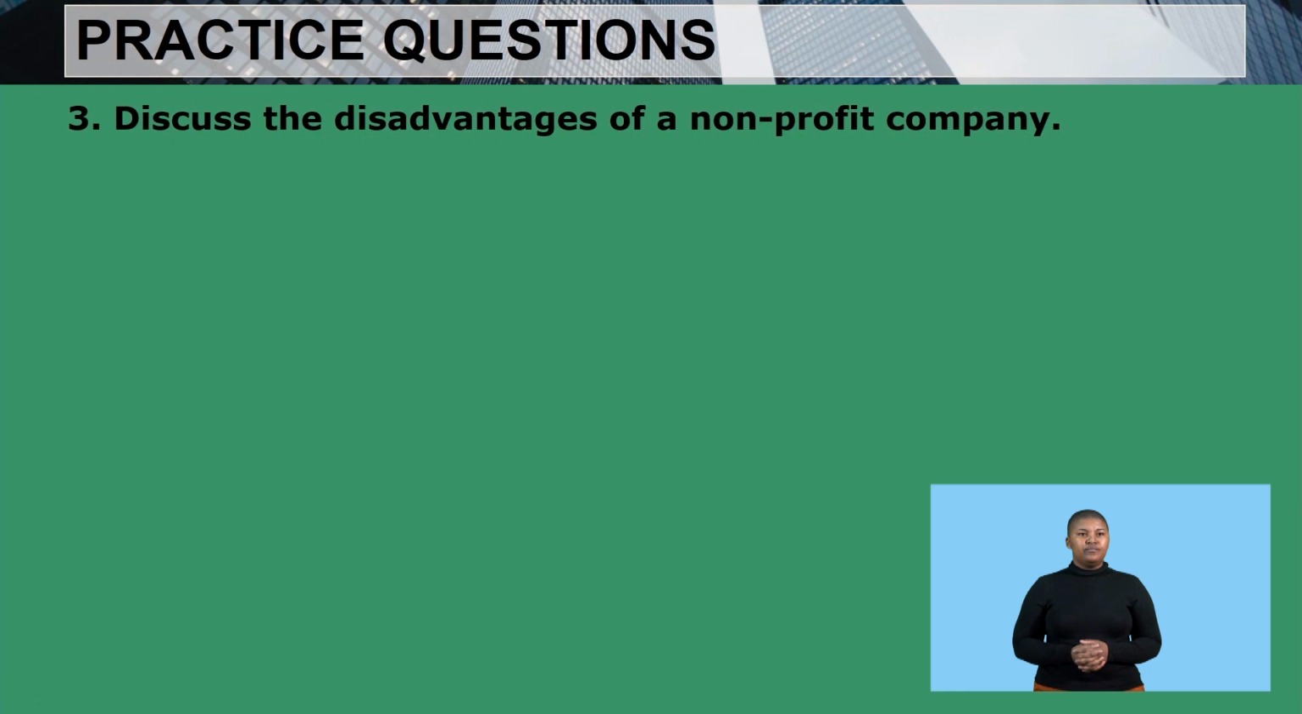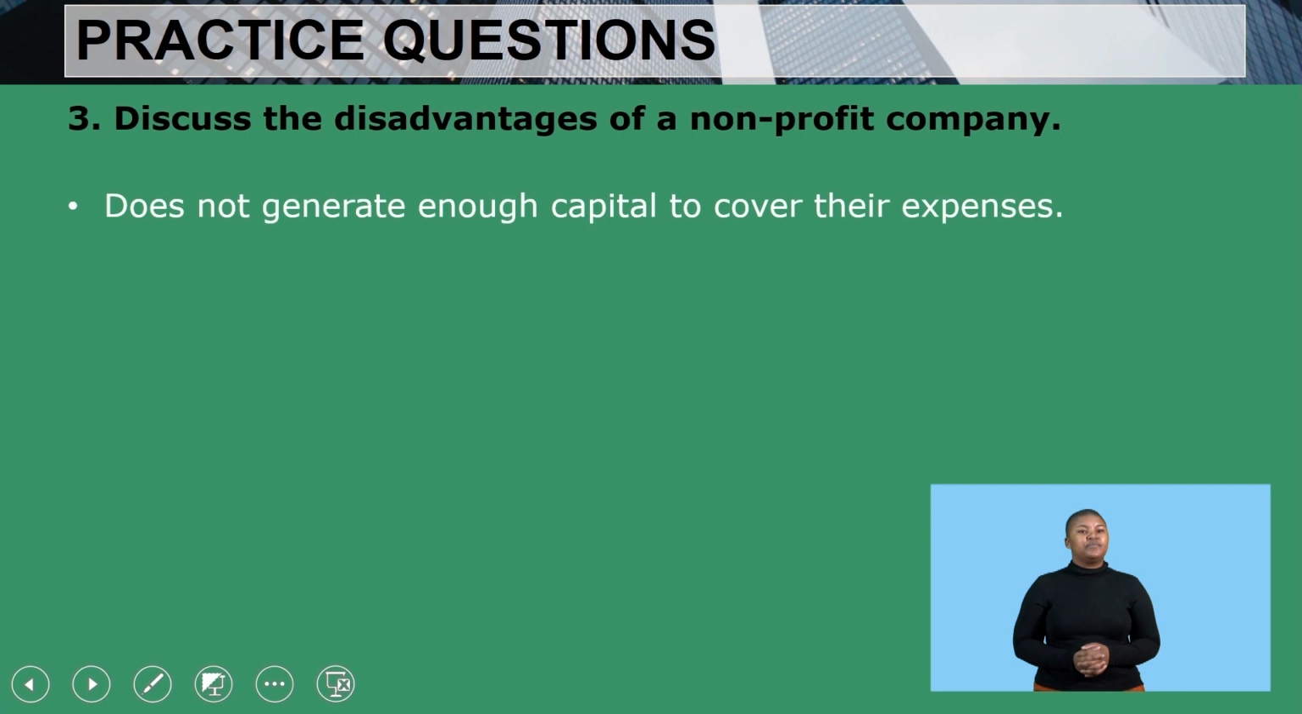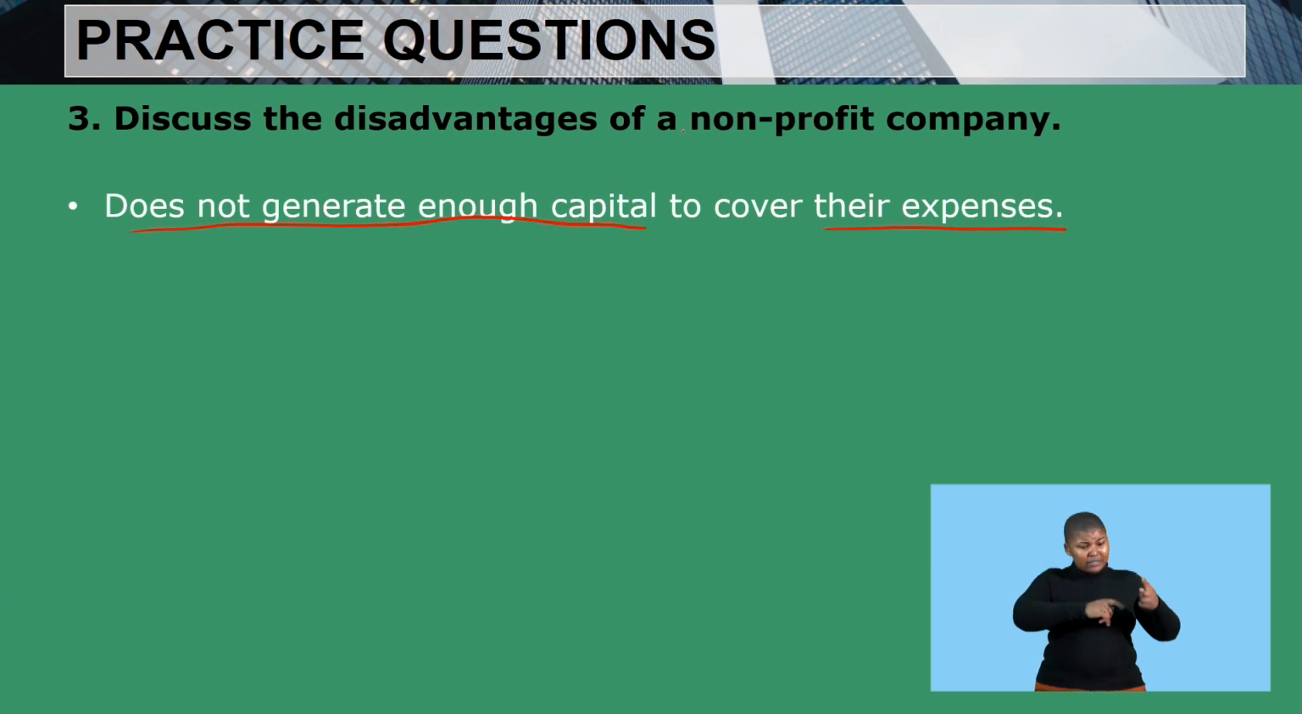Let's move on to the third question. Discuss the disadvantages of a non-profit company. Non-profit companies do not generate enough capital to cover their expenses. Since it's a non-profit company, a company incorporated not for generating profit, it does not generate enough capital to do what? To cover its expenses. The money that it gets usually does not cover all the expenses that the company incurs.